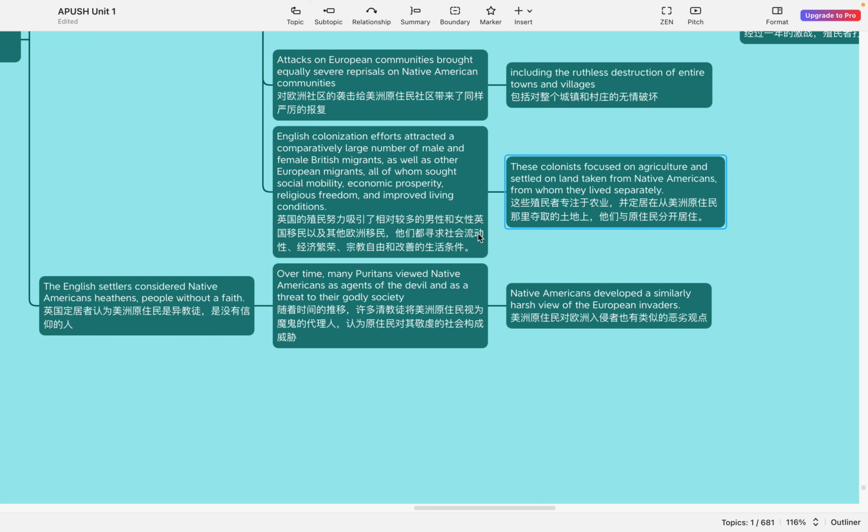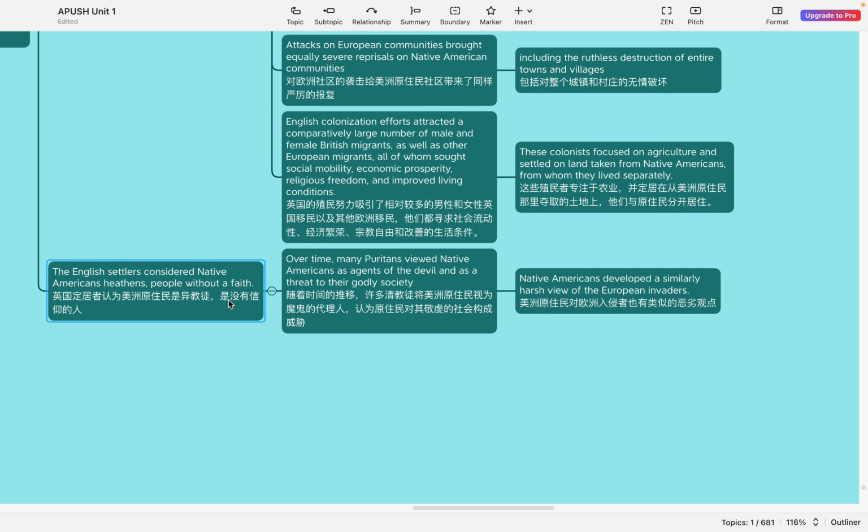Religious differences added fuel to the fire. The English saw Native Americans as heathens, and gradually Puritans saw them as agents of the devil, threatening their godly society. On the flip side, Native Americans viewed the English as invaders who threatened their way of life. It was a cultural clash of epic proportions, with each side viewing the other as the ultimate party crasher.